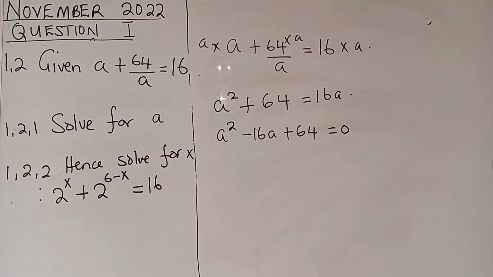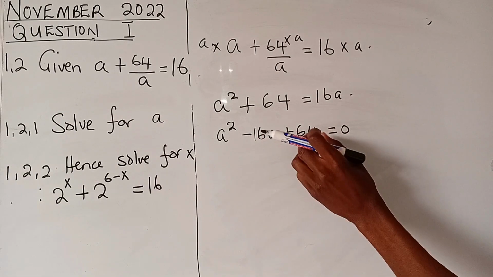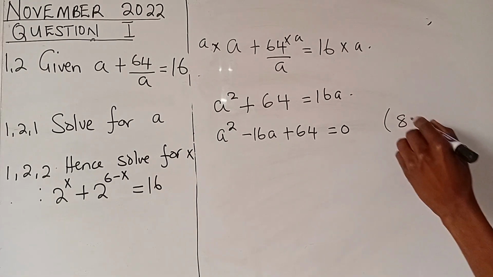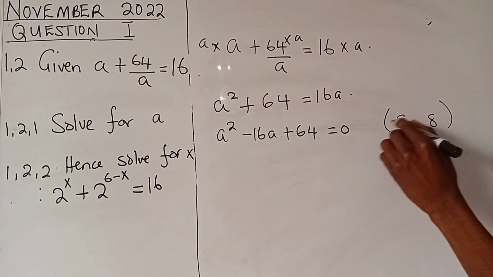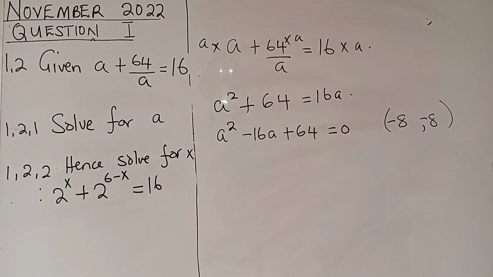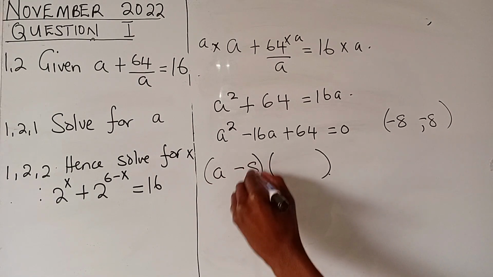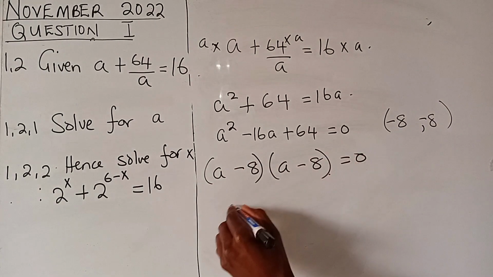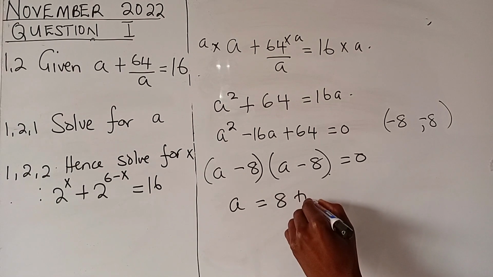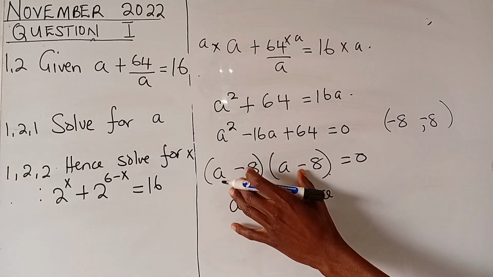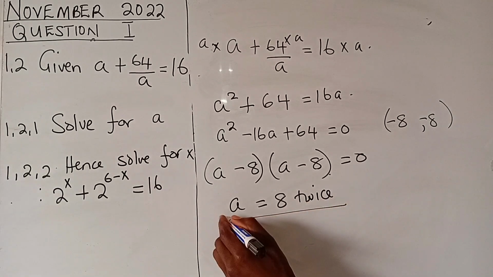Remember, whenever you're solving a quadratic equation, make the right-hand side equal to 0. Once we have this, we are looking for factors of 64 that add up to 16. Obviously, those factors are 8 and 8, and they both need to be negative. So we have a minus 8, a minus 8 is equal to 0, meaning that a is equal to 8 twice. Right, the value of a is 8. Because you see we have a repeated bracket, that's why we put twice here.